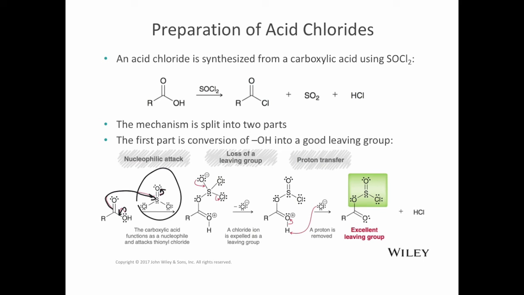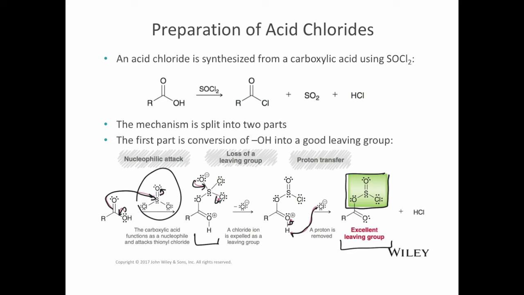So that's 3 curved arrows. Then we get to this intermediate, which is going to collapse and kick off chloride. So now we have loss of a leaving group. Then the chloride that we kicked off can come back in and do a proton transfer to get to here. So now this portion of the molecule in green is an excellent leaving group.